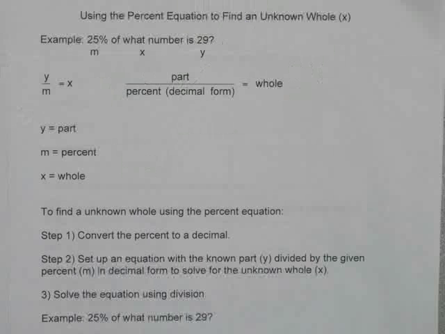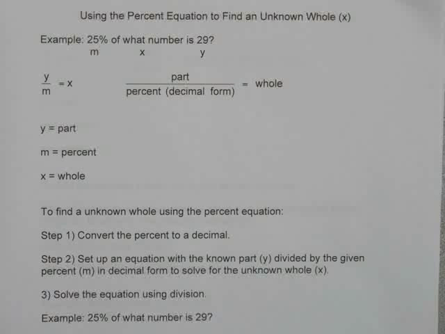Okay, in this example we're going to be using the percent equation to find an unknown whole. That will be represented by x. So in this case, we know the percent, we know the part, and what we're looking for is the unknown whole. Once again, we know 2 things, and we're looking for the unknown third thing. In this case, we are going to take y, our part, and divide it by m, our percent, which needs to be in a decimal form, to find out our whole.